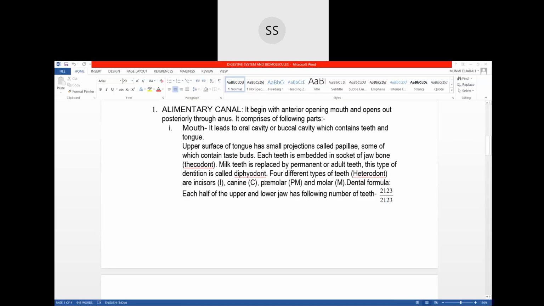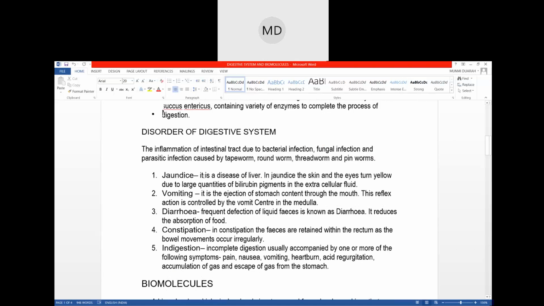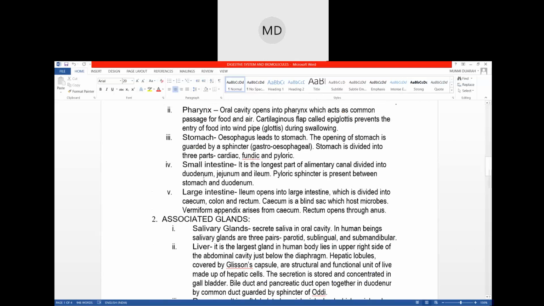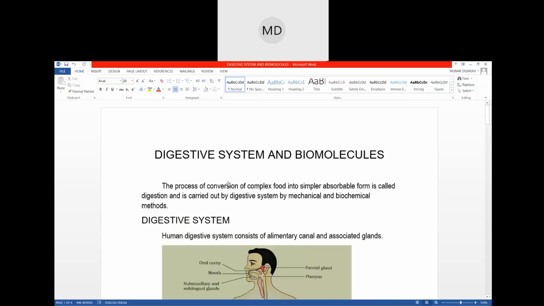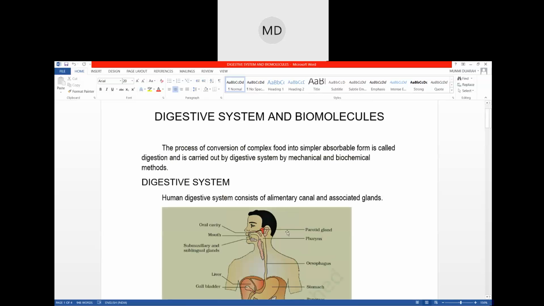Okay, so this is about the mouth. That is the beginning of the alimentary canal. Okay, next is the pharynx. So this one is the pharynx. Let me show you. This portion. This is the mouth, right? This is the mouth like this. This portion is the pharynx.